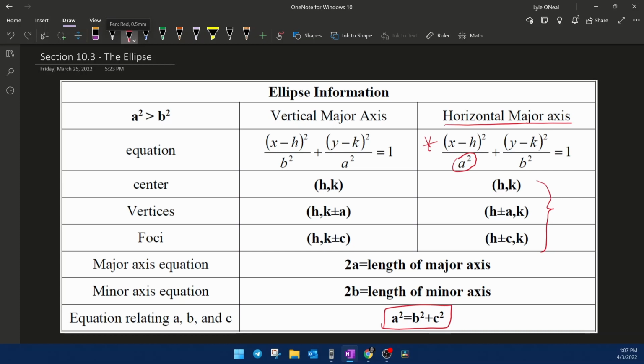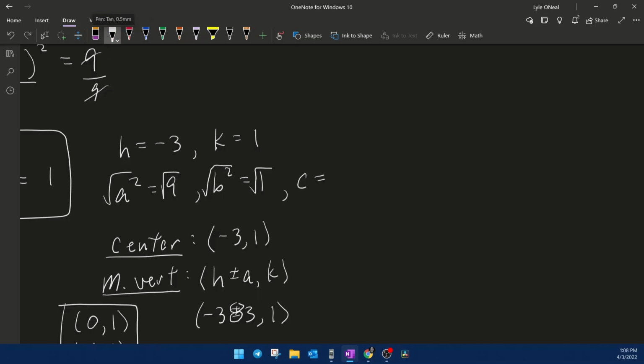So if we subtract b squared from both sides, this Pythagorean relationship becomes c squared equals a squared minus b squared. And then if you take the square root of both sides, you can get the value for c. So this would be another equation that you could use if you are given a and b a lot and you're just looking for c. So let's see if we can make that work.